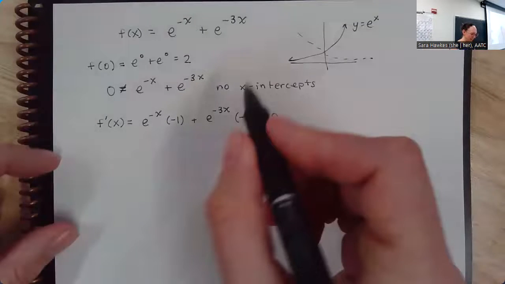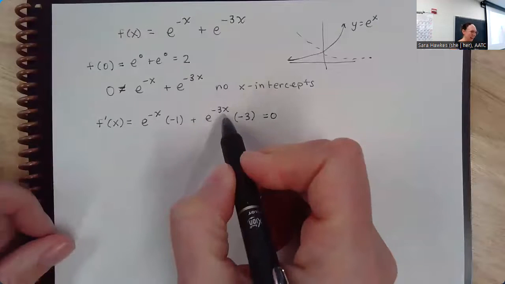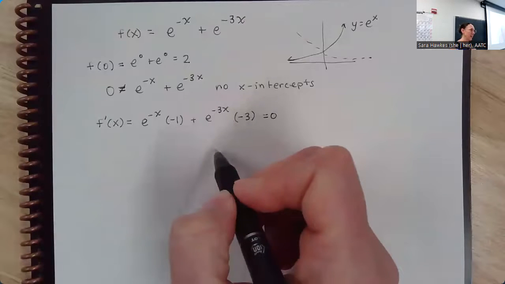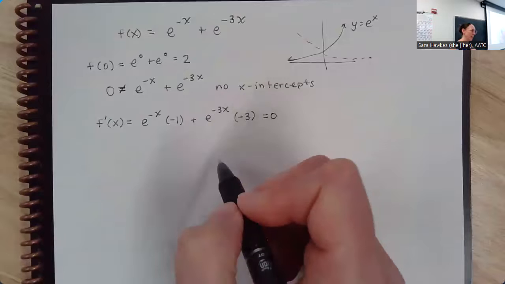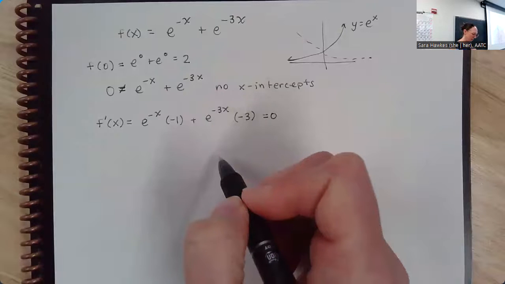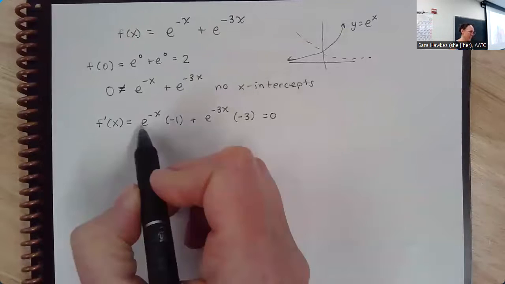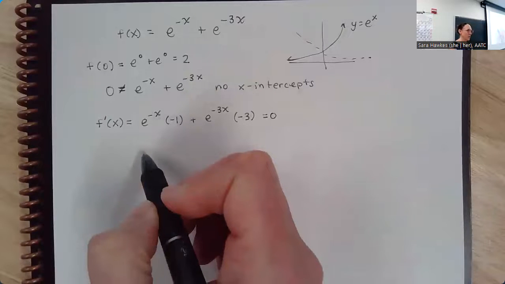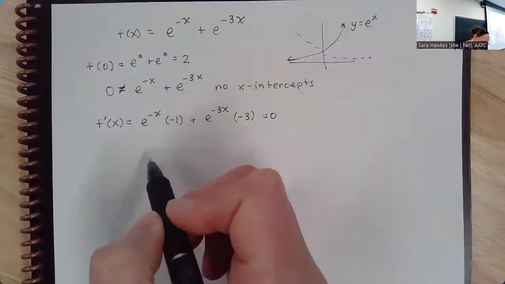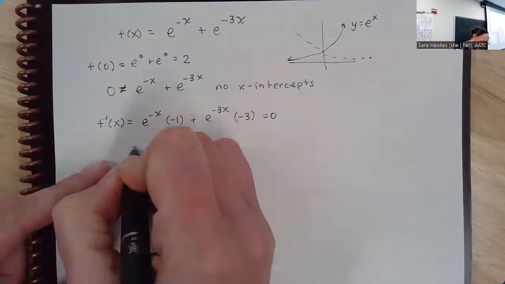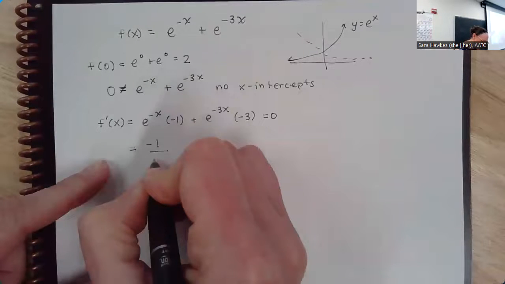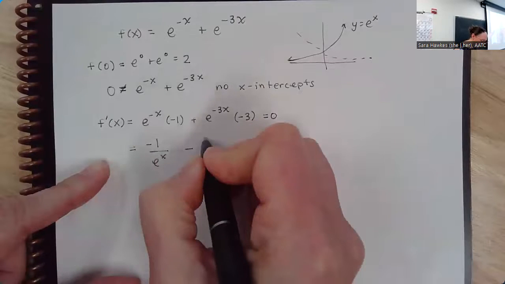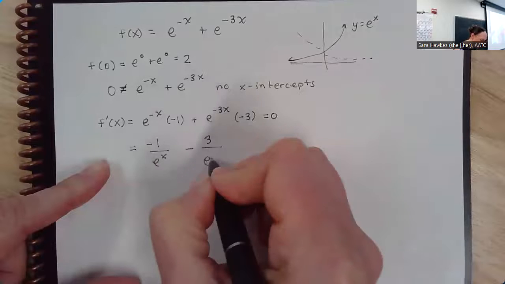When I see e to the negative 3x, I'm really thinking about that as a fraction. I'm thinking about that e to the 3x being in the denominator. And I'm thinking about that e to the negative x as like a 1 over e to the x. So I would probably choose to make this fractions and call that negative 1 over e to the x minus 3 over e to the 3x.